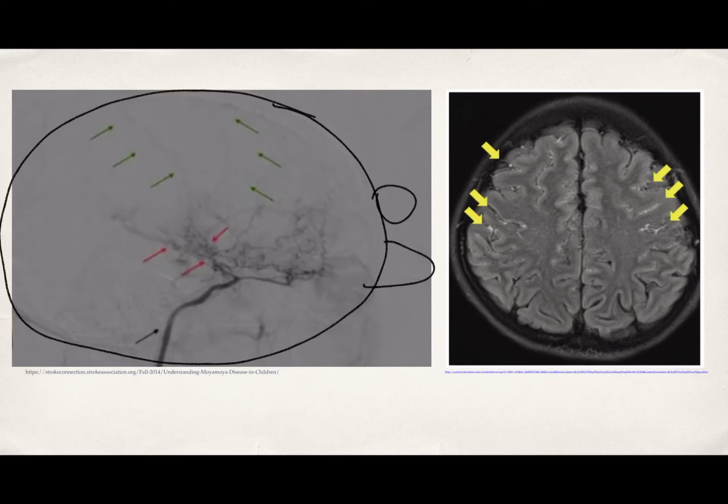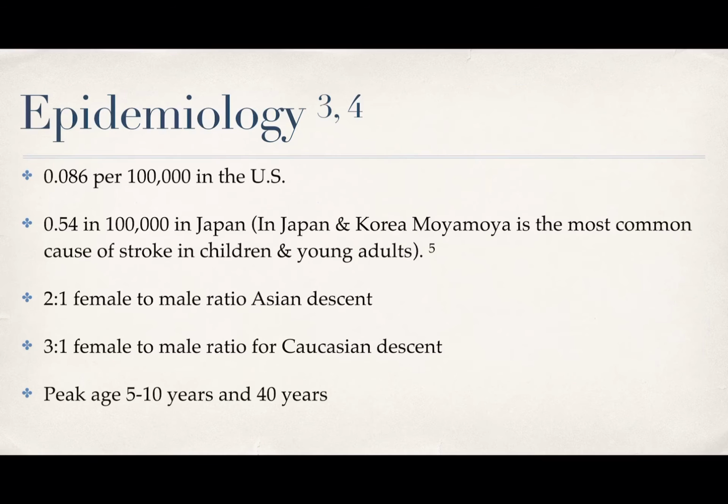The second image here on the right is a FLAIR MRI. It's showing in white these high signal intensities that are found within the cortical sulci, and this is known as an ivy sign, which is a commonly identified characteristic for those with Moyamoya disease due to the occlusive nature of the disease and the arteries that are involved.